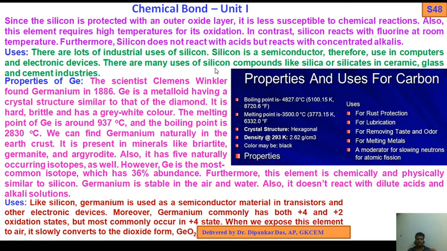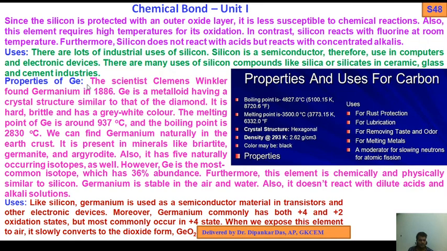There are many uses of silicon compounds like silica or silicates in ceramics, glass, and cement industry. So that is the use of silicon. Silicon is a semiconductor, therefore used in computers and electronic devices.